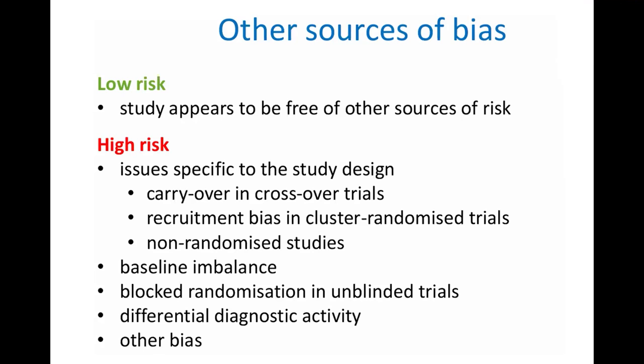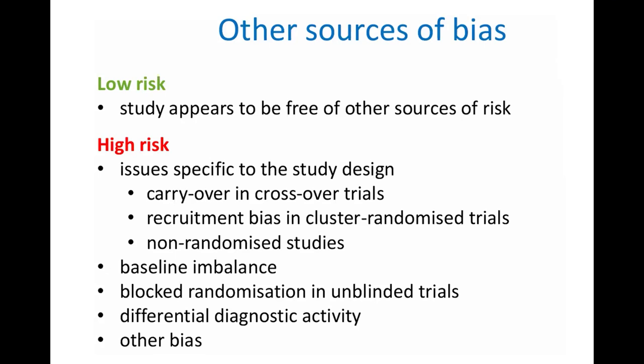So carryover effect can lead to high risk, and also recruitment bias in cluster randomized trials, non-randomized studies, and baseline imbalance. Reporting bias and publication bias are different. Publication bias we will see when we make a funnel plot like this, where studies should be equally distributed on both sides of the funnel. Baseline imbalance indirectly indicates that the randomization may be improper. In randomization, one of the points is whether baseline is balanced or not. Another point below baseline imbalance is block randomization in unblinded trial.